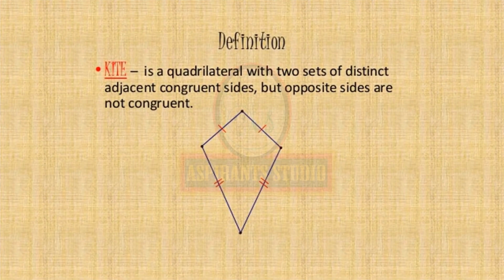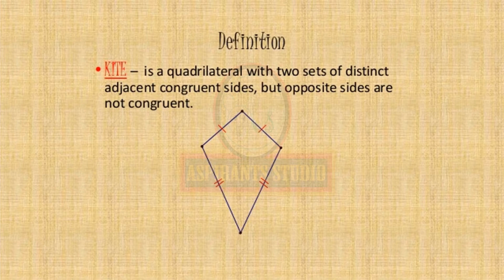Now, we will see the definition of a kite. A kite is a quadrilateral with two sets of distinct adjacent congruent sides, but opposite sides are not congruent.